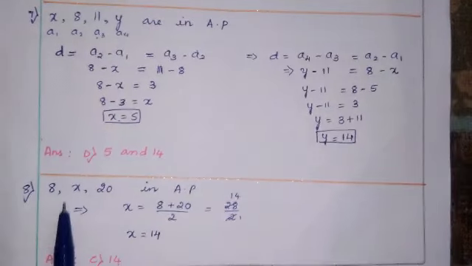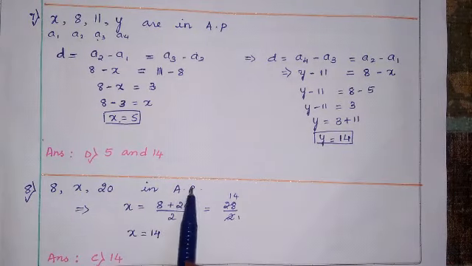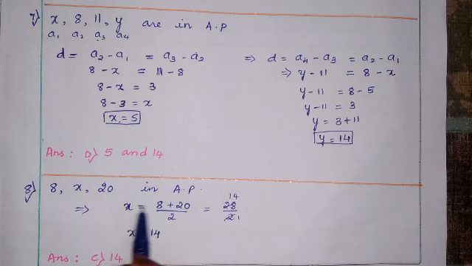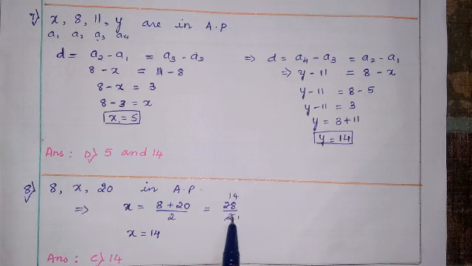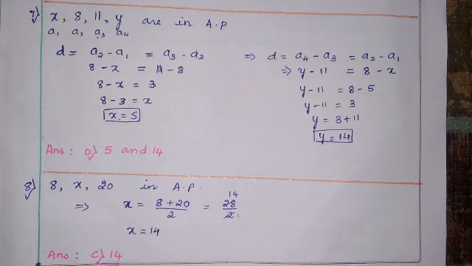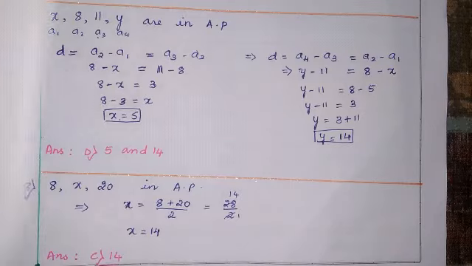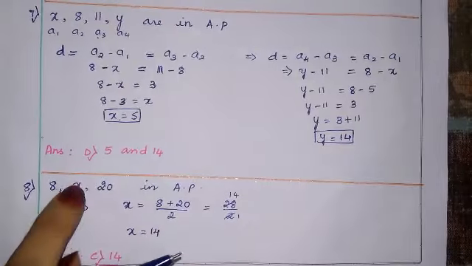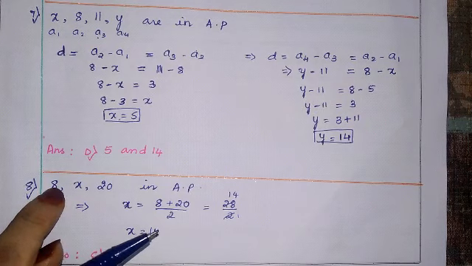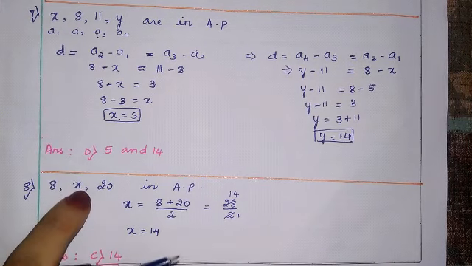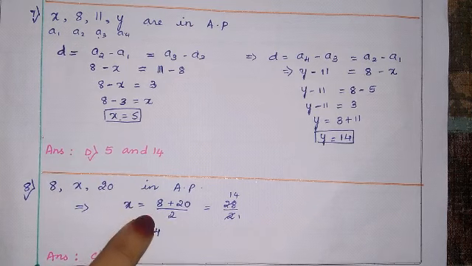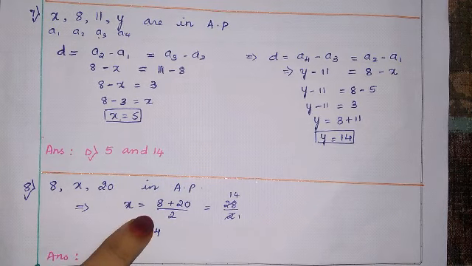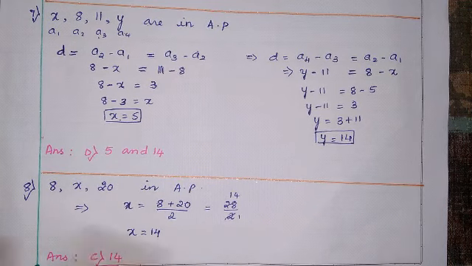So here 8, x, 20 are in AP, so x is equal to 8 plus 20 by 2. 20 plus 8 is 28 by 2, which is 14. So the x value is 14, and C is the correct option. There is one more method where you can do a2 minus a1 and a3 minus a2, but that is a bit lengthy. This is the easiest method. Let us now see the next question.